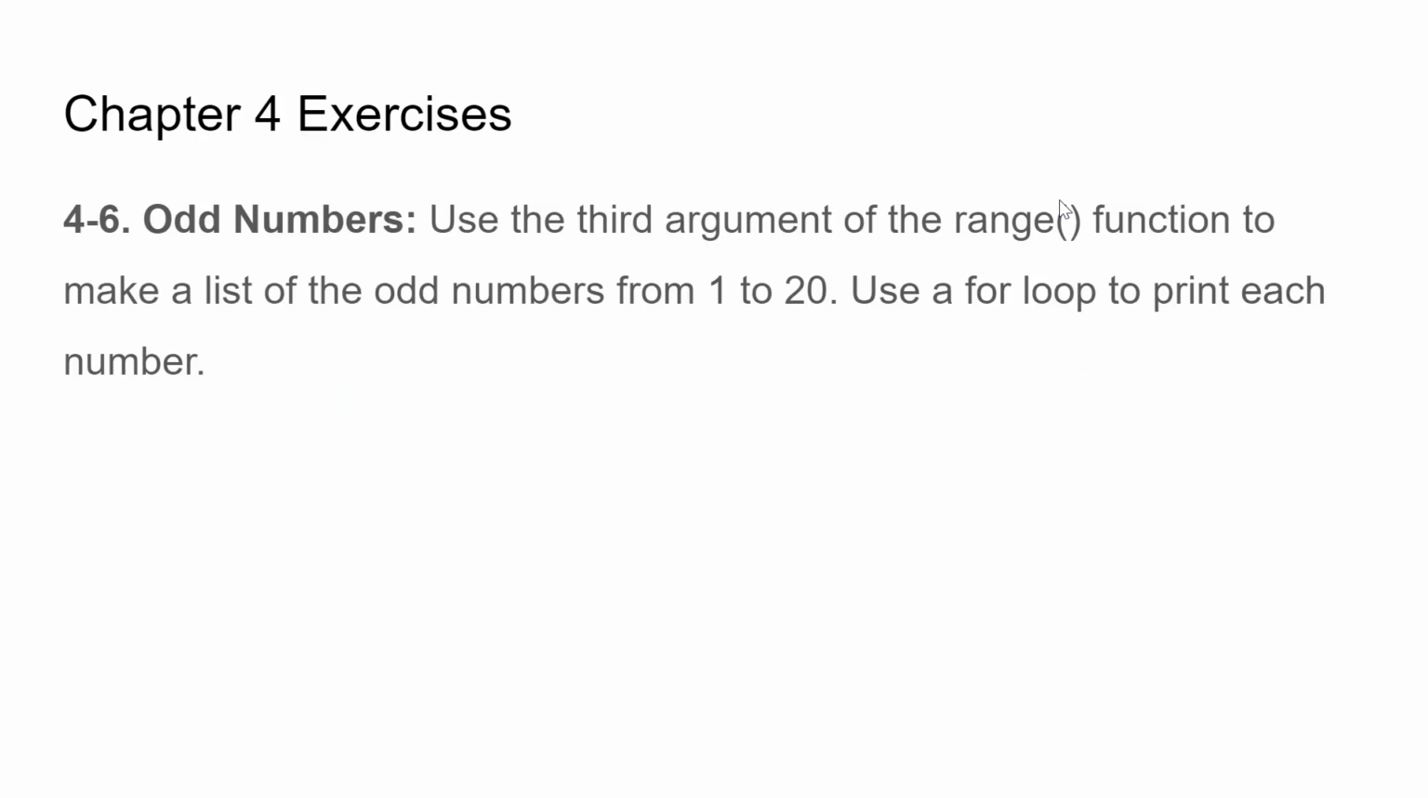Exercise 4.6, odd numbers. Use the third argument of the range function to make a list of the odd numbers from 1 to 20. Use a for loop to print each number. Let's do this in Spyder.